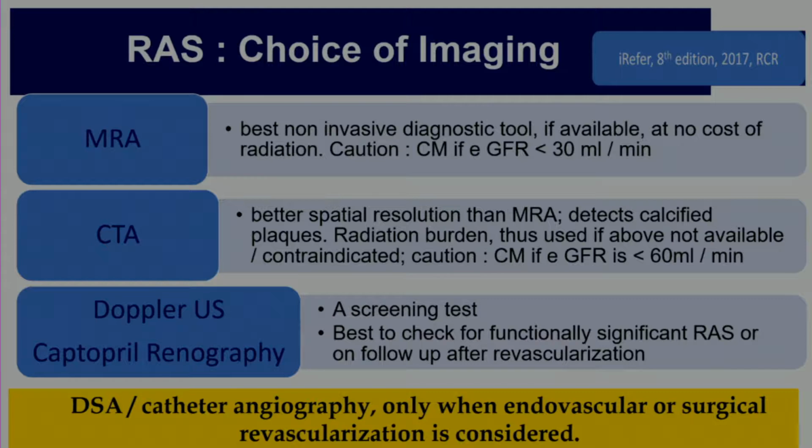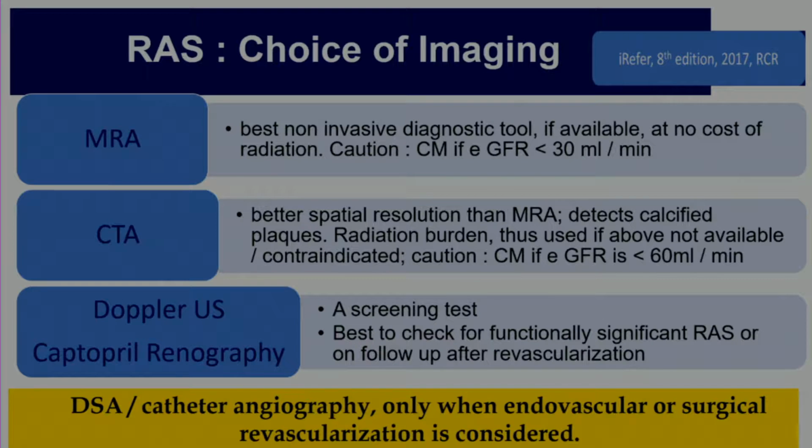And CT angiography has got better spatial resolution than MRA, but it has got radiation, and it detects calcified plaques, and it is used where MRA is not available or contraindicated, like in pacemakers, claustrophobia and things. But still you have to remember GFR, if it is less than 60 ml, because you have the problem of contrast-induced nephropathy, but you can prepare your patient for dialysis afterwards.